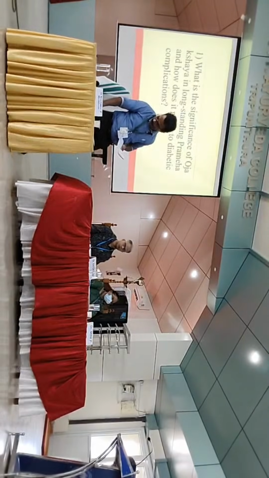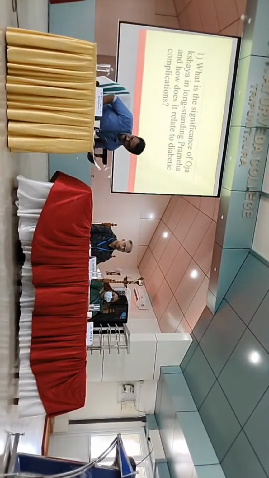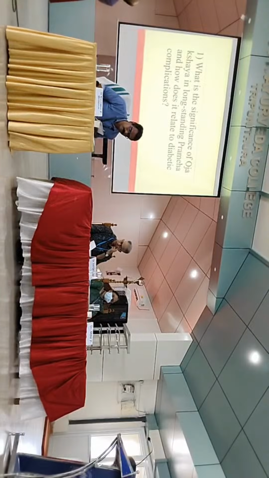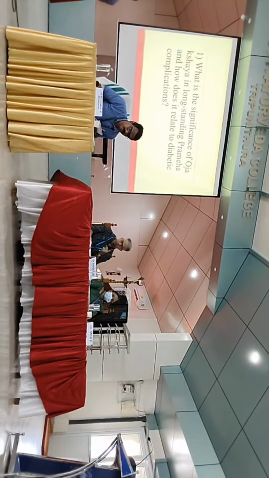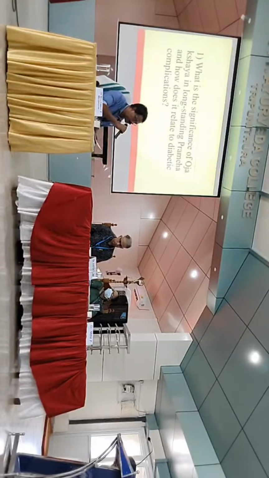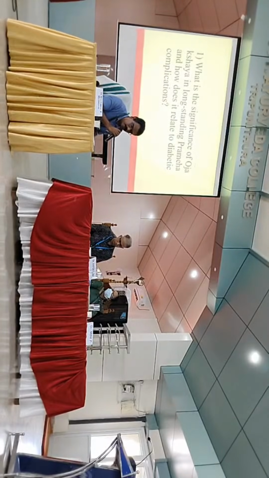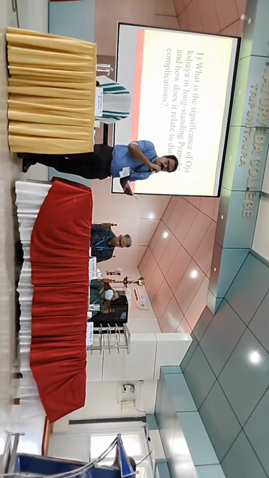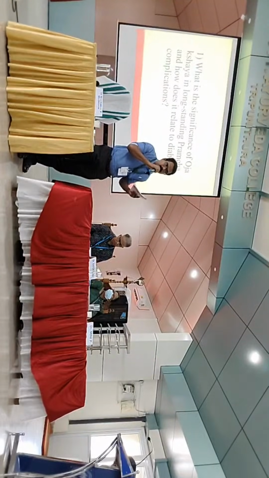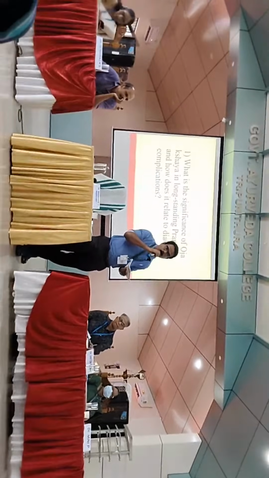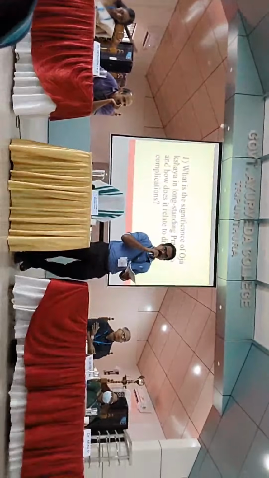Moving to the questions. First one: what is the significance of Ojakshaya in long-standing prameha, and how does it relate to diabetic complications? This is a question based on the concept of Ojas. I am also clearly aware that during the prameha samprapti, the Ojas is going out, so it is termed as madhumeha.